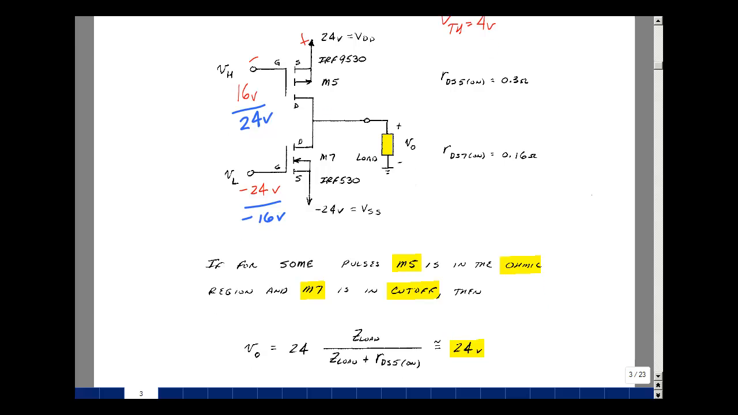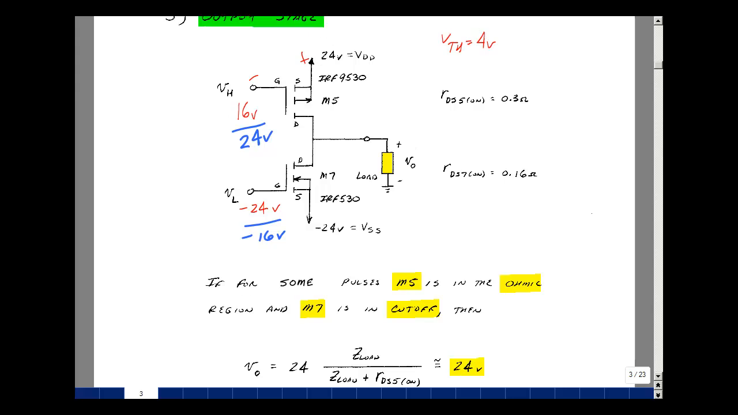So what happens with the load? Our output voltage here is going to be the 24 volts voltage divided with this resistance. It's basically our speaker, and the resistance that's here. So it'll be the load over the load plus the on resistance. But because this is a couple hundred milliohms and this is going to be on the order of 8 ohms, this is roughly equal to 1. So you get about 24 volts out.